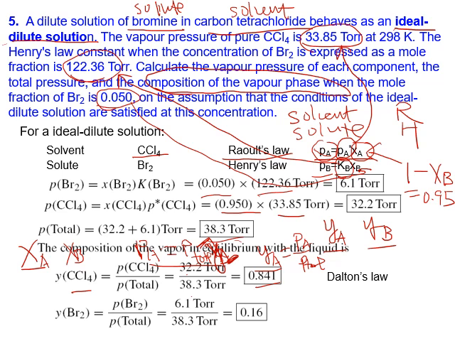For bromine, the partial pressure is 6.1 torr. That's this one divided by 38, and that gives you 0.16 mole fraction in the gas phase.